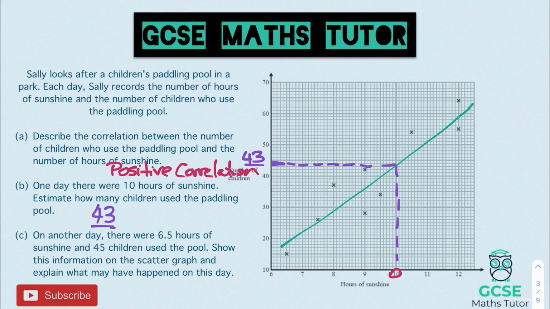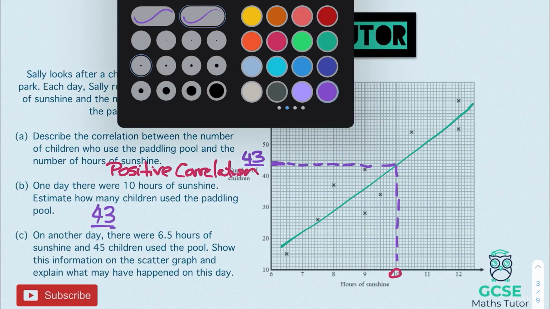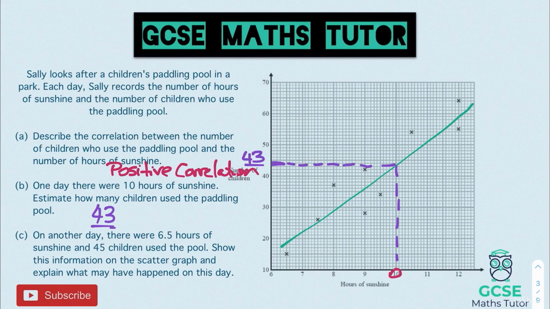Part C then, we've got on another day there were 6.5 hours of sunshine and 45 children used the pool. Show this information on the scatter graph and explain what may have happened on this day. Now let's have a look at this one. So if we plot this point, and in fact let's go with a different colour, we're going to plot this one. So 6.5 hours, obviously between 6 and 7 there, and it says that there were 45 children. Let's have a look. So that's going to be 6.5, 45, up here, right by our purple line there. Let's mark that point on quite clearly.